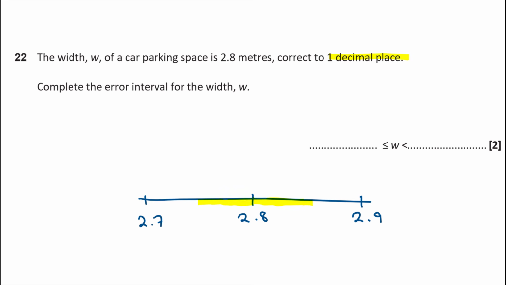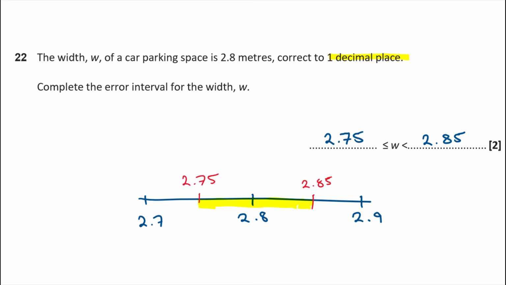So kind of like the interval it can lie in is somewhere in this yellow zone here, isn't it? Halfway between 2.7 and 2.8 or closer, or halfway between 2.8 and 2.9 and closer. Well, what is halfway between 2.7 and 2.8 is 2.75, and what's halfway between 2.8 and 2.9? That's 2.85. So the error interval is going to be 2.75 is less than or equal to W, which is less than 2.85.